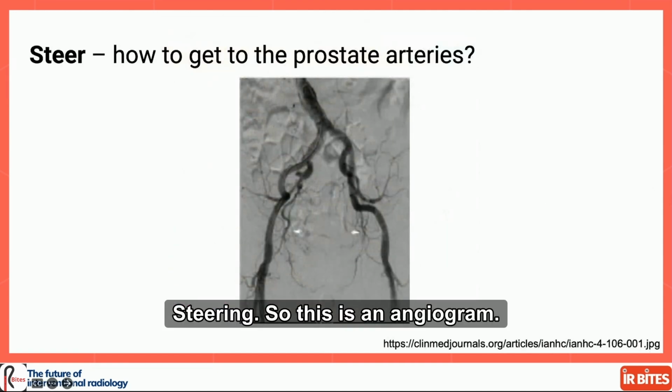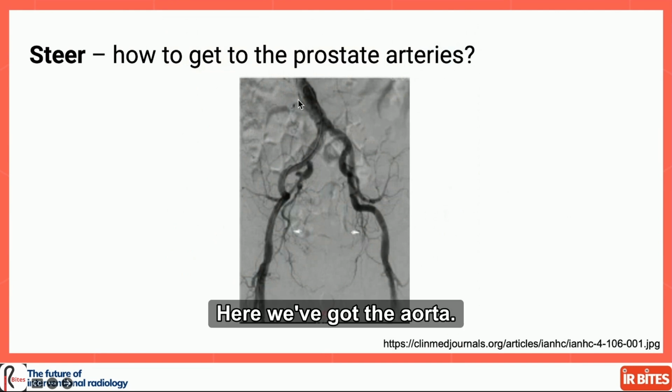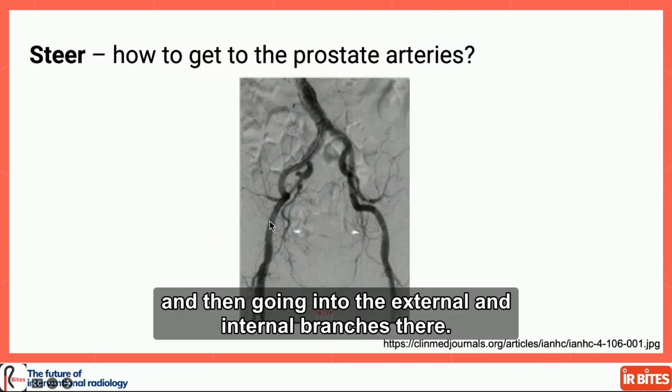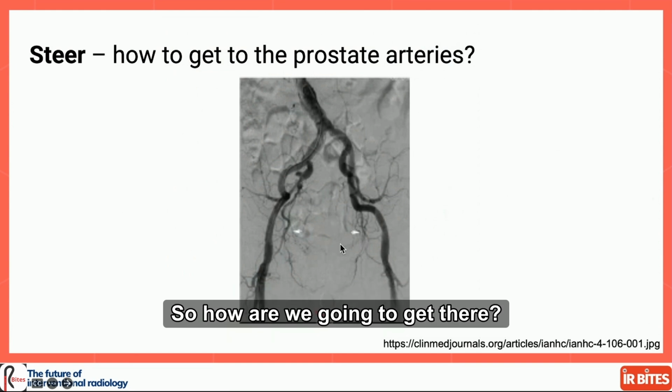Steering. So this is an angiogram. Here we've got the aorta. It splits into common iliac arteries, and then going into external and internal branches there. So how are we going to get there?